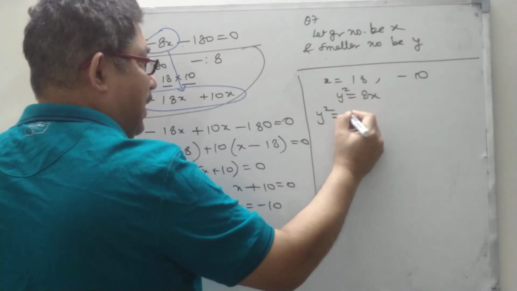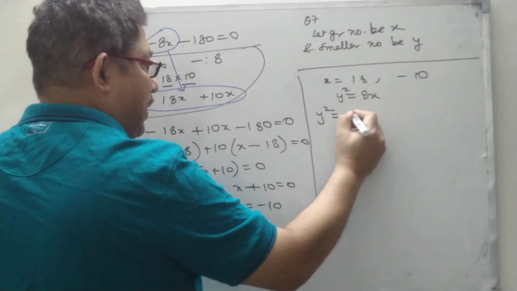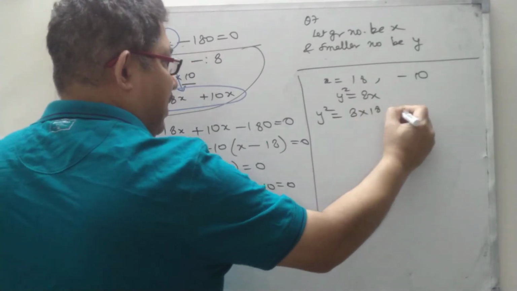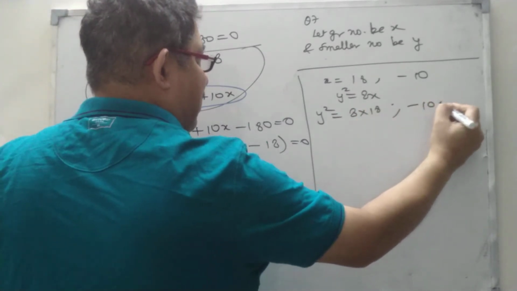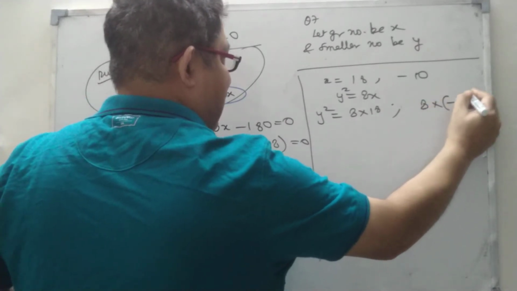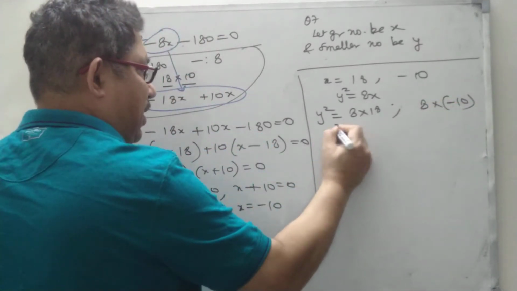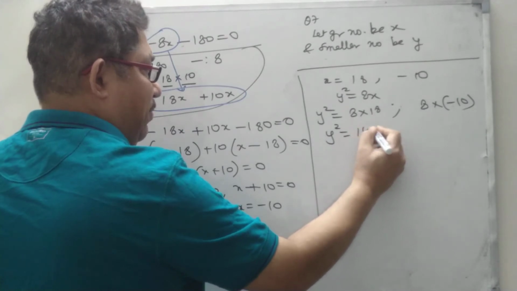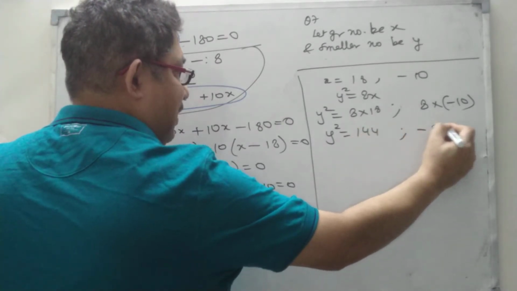y square is equal to 8 into 18 and 8 into minus 10. Let's write it like this. So what are the values of y square? 18 into 8 is 144, and minus 80.